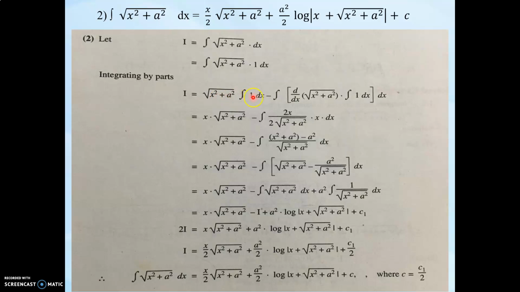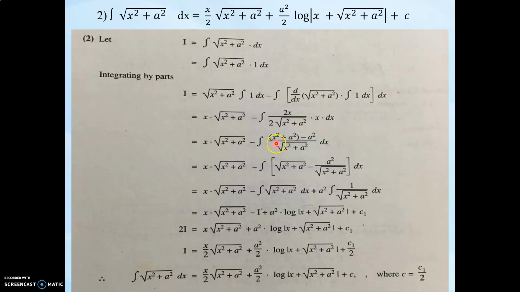So integral 1 dx is x. So x into root of x square plus a square, minus integral, the derivative of root of x square plus a square is 2x upon 2 into root of x square plus a square, and integral of 1 dx is x, and this dx is written over here. So x into root of x square plus a square, this 2 and 2 cancel, x into x is x square upon root of x square plus a square.